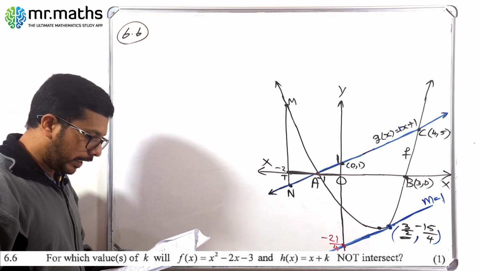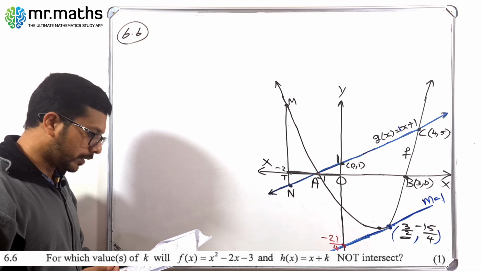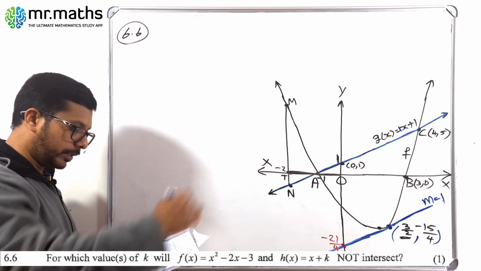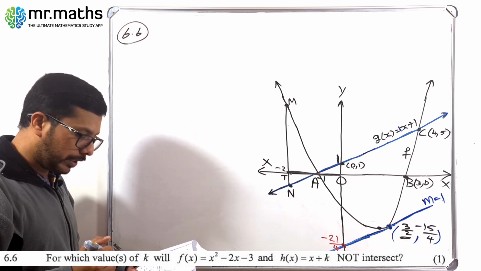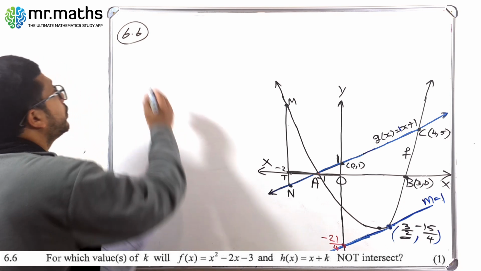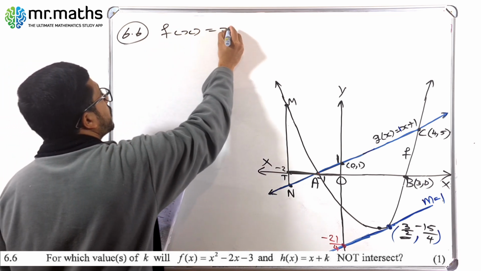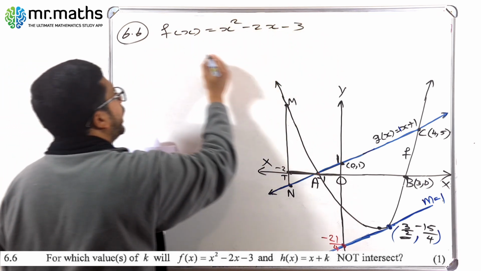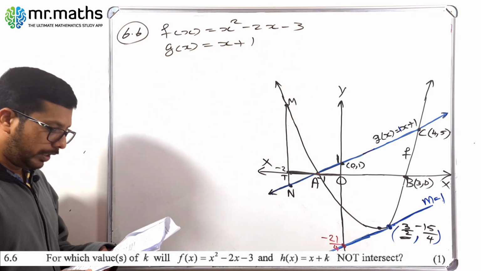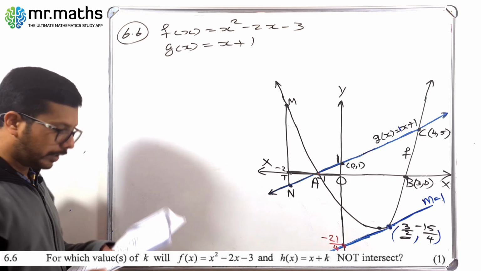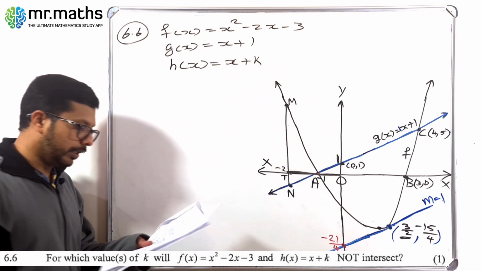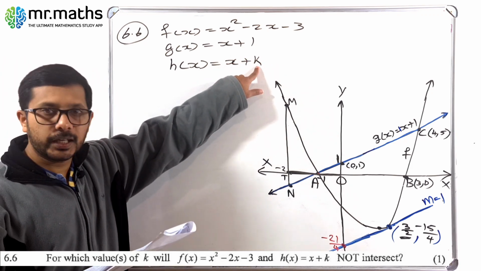Look at question number 6.6: for which value of k will f of x equal to x squared minus 2x minus 3, that parabola, and h of x equal to x plus k not intersect? So what is our f of x graph? X squared minus 2x minus 3. And what is our g of x graph? X plus 1. Do you remember this one? Now here there is another graph, h of x. H of x is equal to x plus k, and you have to find the value of this k.